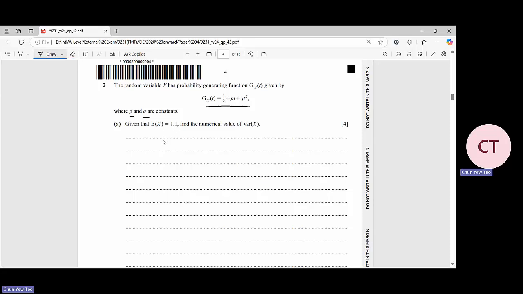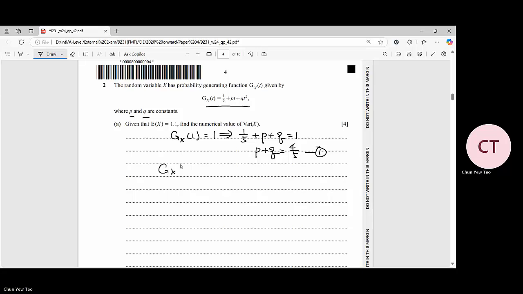Now we need to find G prime, so it will be p plus 2qt. Oh, we need to find p and q first, so we should start from here. G of 1 is 1. That will give you 1 over 5 plus p plus q is equal to 1. Then p plus q is actually 4 over 5. That is the first equation.